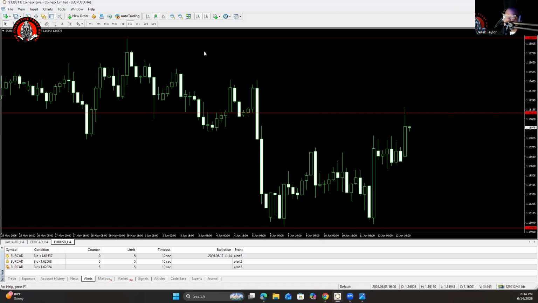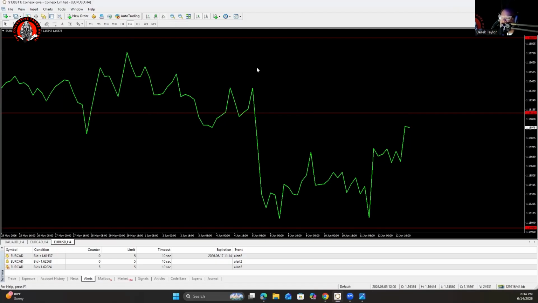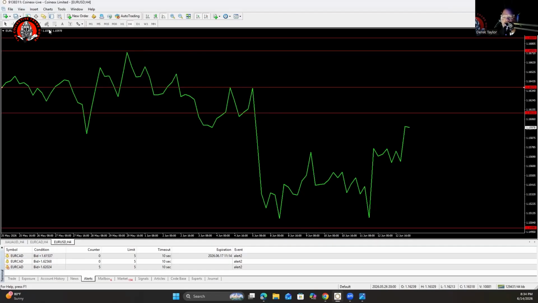And I could do this one of two ways. I could go to the line chart here, and all these sharp areas, I could go ahead and put a line on all these sharp areas of price rejection. I could do that.